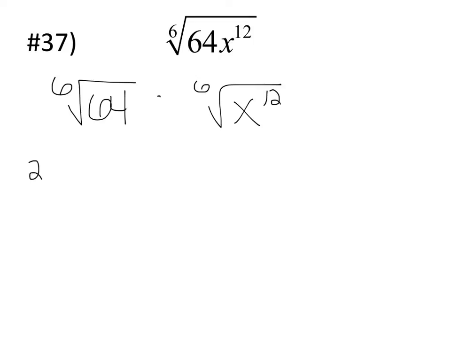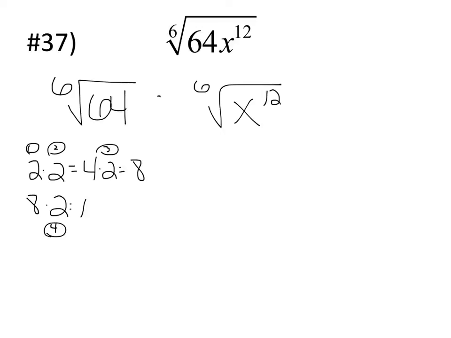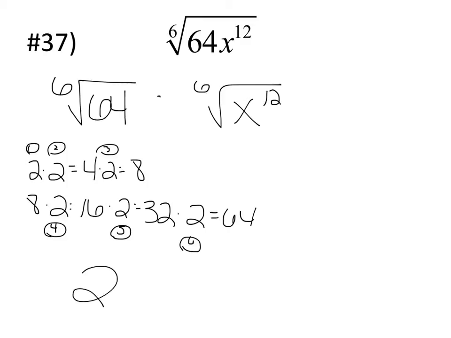So we're going to say 2 times 2, that's 4. So I've got 2 2's, times 2 is 8. That's my third 2. So 8 times 2, that's my fourth 2, is 16. Times 2, that's my fifth 2, is 32. Times 2, that's my sixth 2, is 64, right? And that's what we're looking for, 64. So the sixth root of 64 is just 2. So we took care of that one.